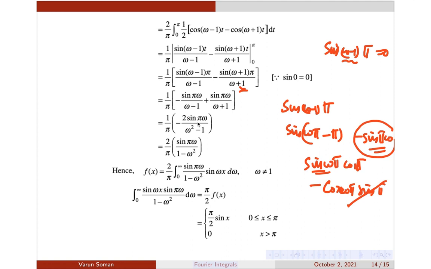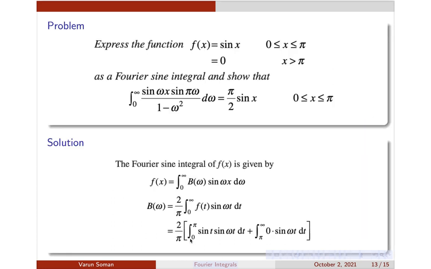Omega is not an integer, so don't make the mistake of writing sine omega pi as 0. When you simplify, you will get simply minus 2 sine pi omega by omega square minus 1. This is the answer, this is your b omega. So your final answer is f of x equal to b omega into this, or you can say that this is equal to pi by 2 into f of x, and this is the final answer. I hope that is clear, a straightforward calculation here.